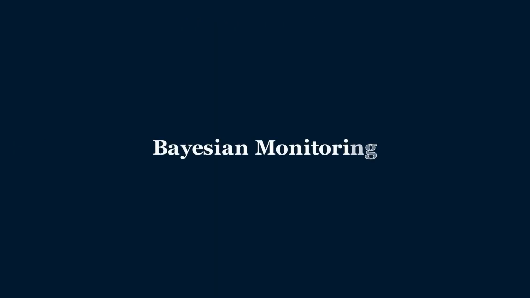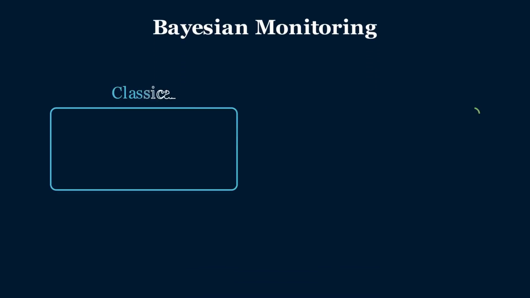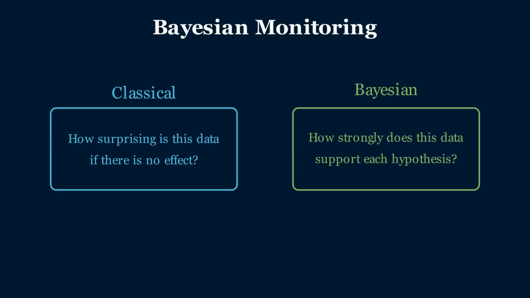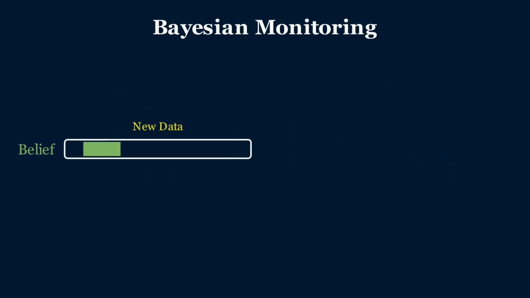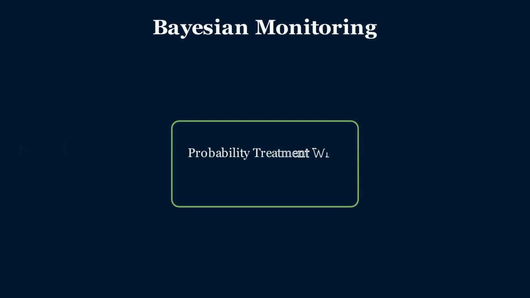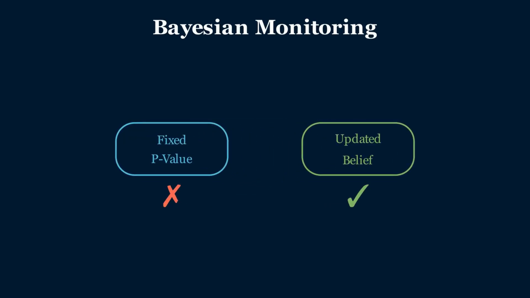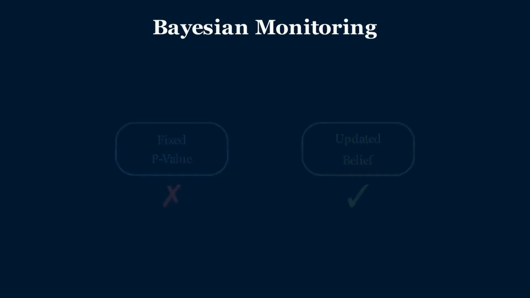Bayesian statistics approaches the problem differently. Instead of asking, how surprising is this data assuming no effect, Bayesian methods estimate how strongly the data supports different hypotheses. Because Bayesian inference continuously updates beliefs as new data arrives, repeated monitoring is generally much more natural. Many Bayesian methods allow continuous observation without the same alpha inflation issue faced by classical hypothesis testing. That is because Bayesian inference does not rely on a fixed horizon p-value in the same way classical hypothesis testing does.